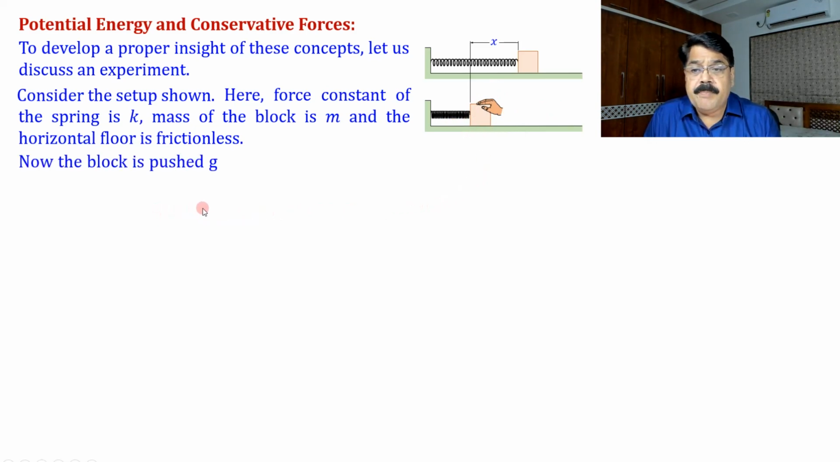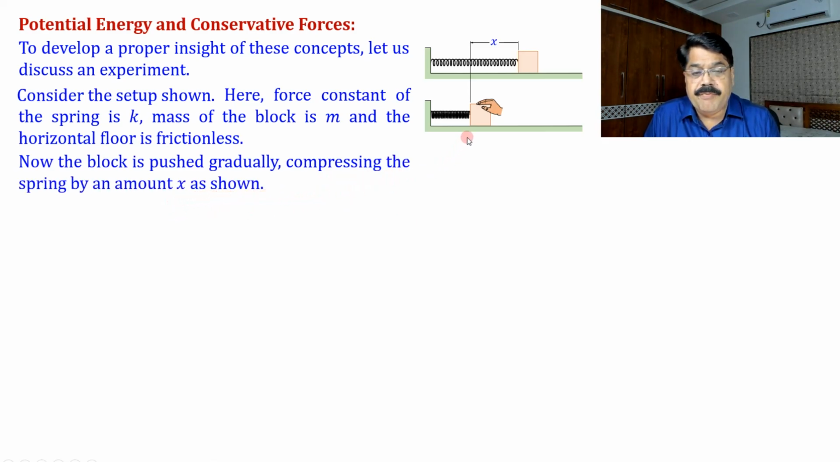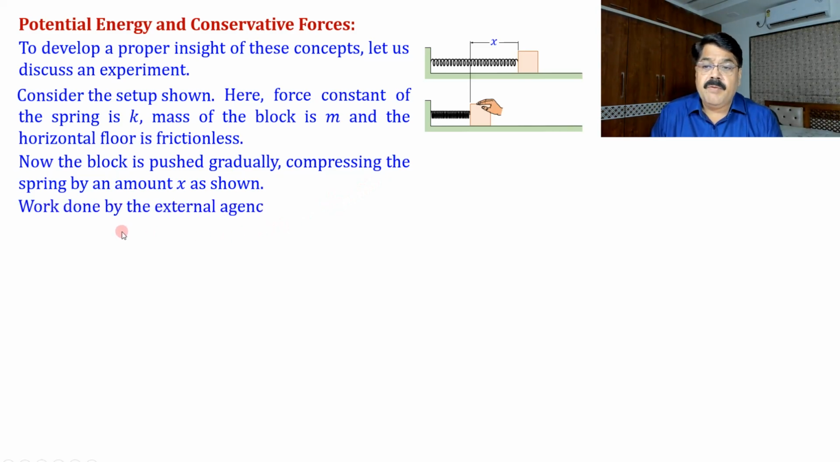Now the block is pushed gradually, compressing the spring by an amount x as shown in the figure here. Now we calculate something: the work done by the external agency in compressing the spring, that we had done in the last lecture, and you can see that the work done is equal to half kx square. Work by the external agency is half kx square, and that is also the potential energy stored in the spring. We have done it in the last class.